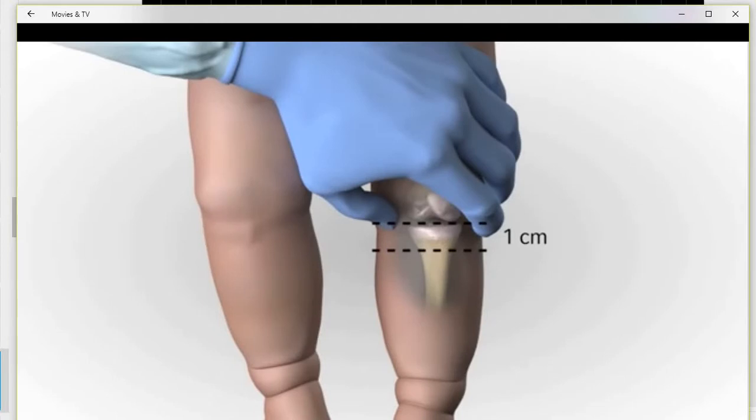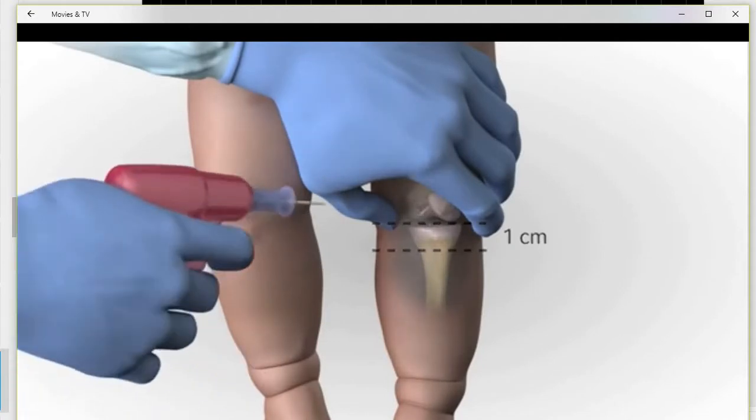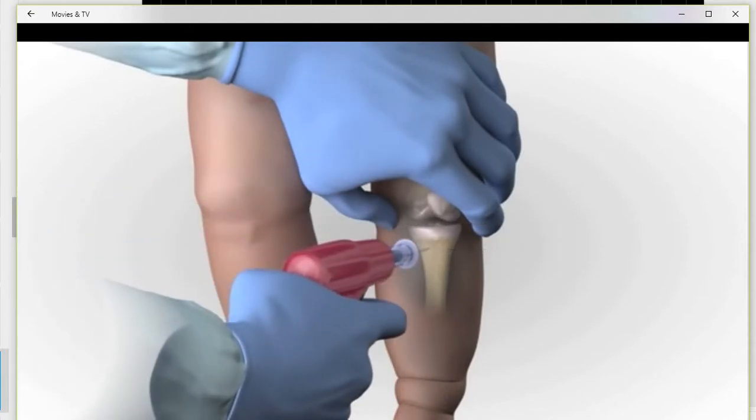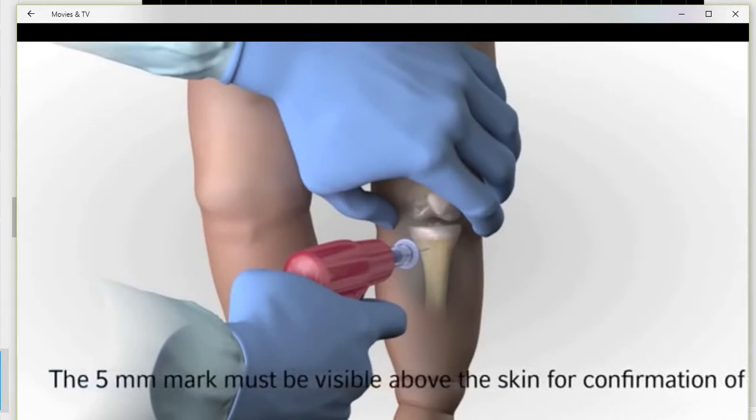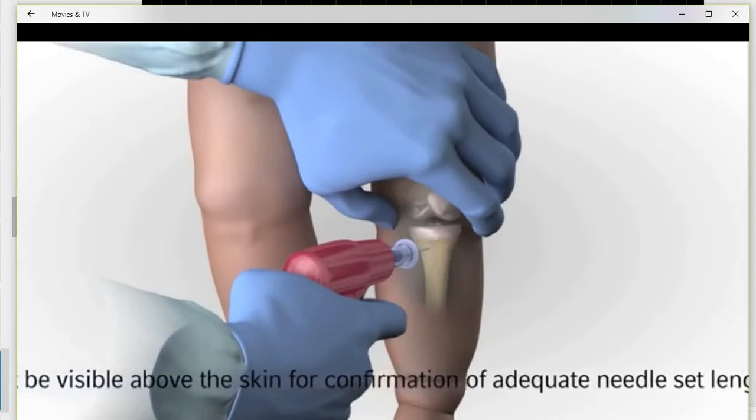Remove the needle set cap. Stabilize the extremity. Aim the needle set at a 90-degree angle to the center of the bone. Push the needle set tip through the skin until the tip rests against the bone. The 5 mm mark must be visible above the skin for confirmation of adequate needle set length prior to drilling.